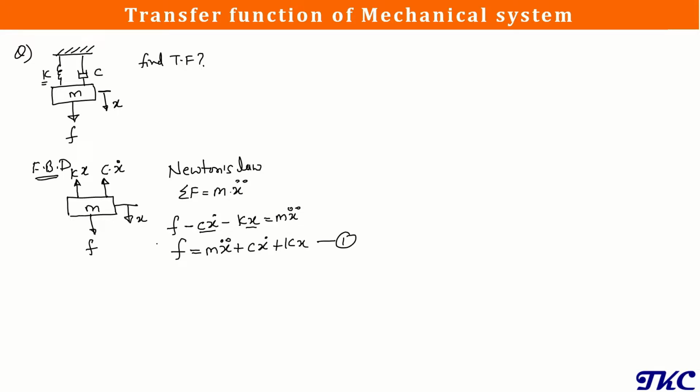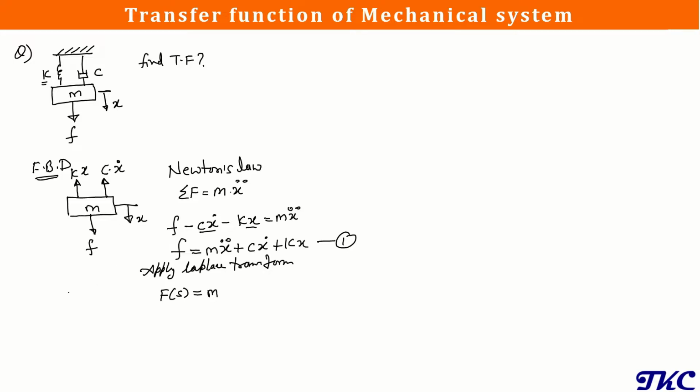Now we need to find the transfer function. Once we have the equation of motion of the system, we need to apply a Laplace transform. So we will apply a Laplace transform to this equation. When we apply the Laplace transform to this function, which is right now in the time domain, it will be written as F of s is equal to, m is a constant term so it stays as it is. Then we have a differential term.